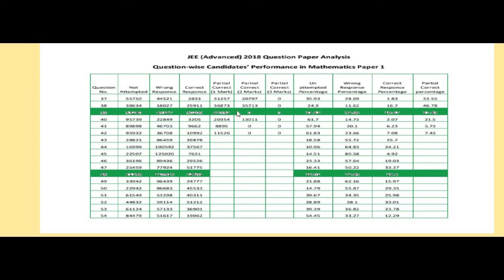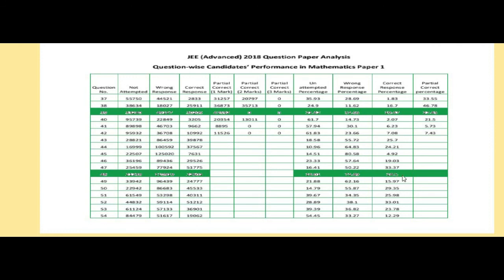Partial correct, only one partial correct, maybe the angle between the planes, 42,000. So unattempted 21%, wrong responses 31%, correct response percentage only 19%. Have you noticed these are 250,000 students? Out of these, you can say they came up to the JEE Advanced level, but only 19% of the students gave the correct response. And coming to question 48, that is the 8 cos square alpha question, only 14.5%.